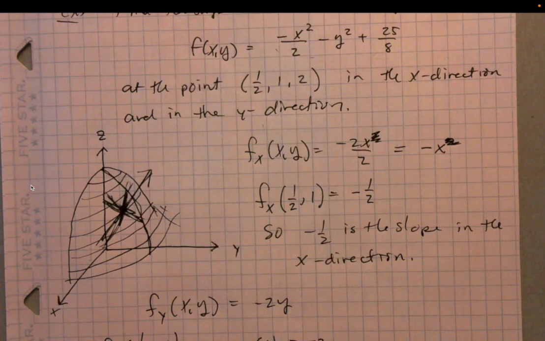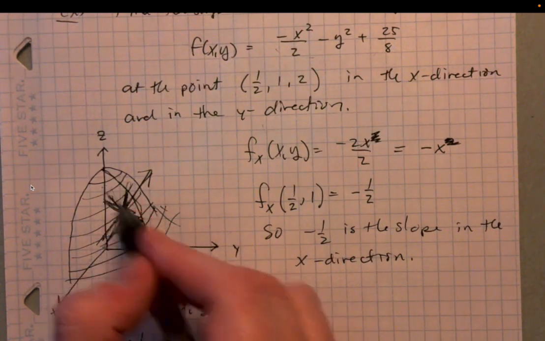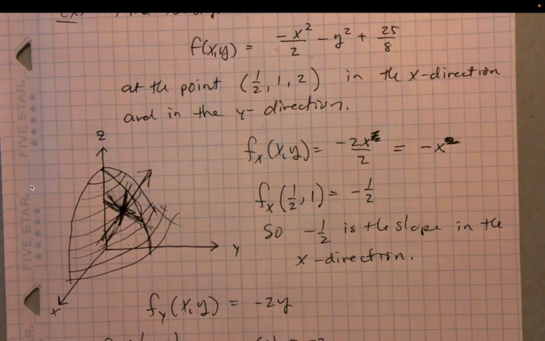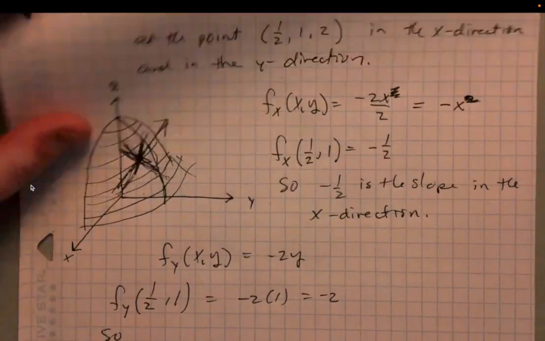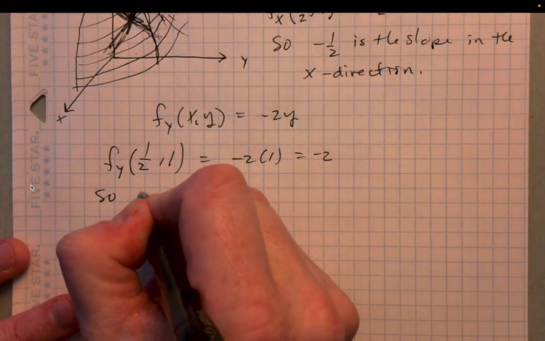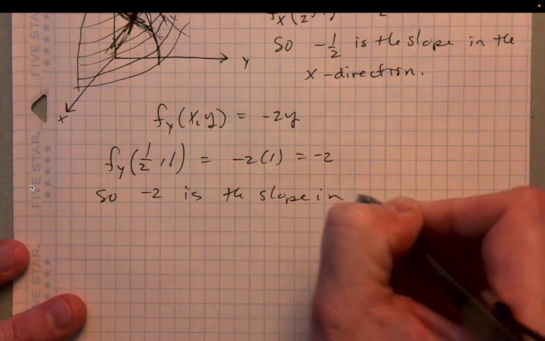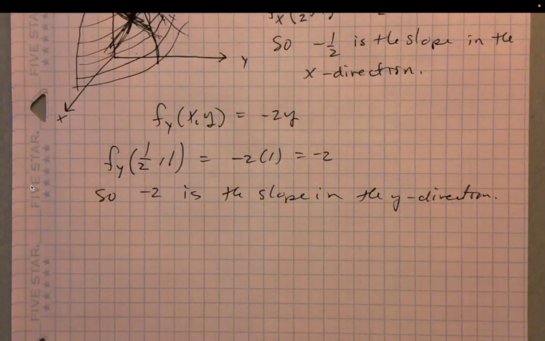Okay, and so here, this is the positive y-axis. We'd have to come down the slope here, and so that's why you would see a negative slope there. All right, very good. Right, so we would say negative 2 is the slope in the y direction. Okay, very good. All right, let's try another one like this.